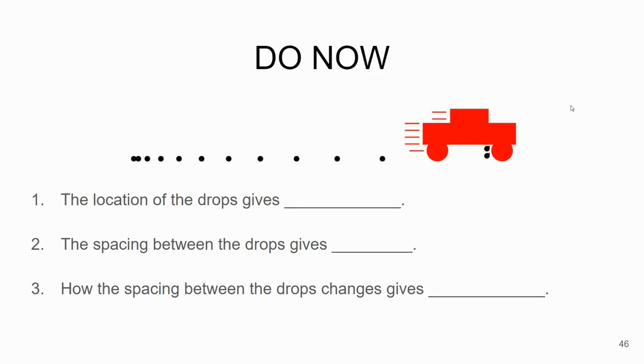So the do now stuff. Back to these motion map problems. Remember, the car is going from left to right. It's dripping oil at a constant rate. So if we're looking at this, the location of the drops gives the displacement. Where the drops are tells you where the car was. The spacing between the drops gives you the velocity.